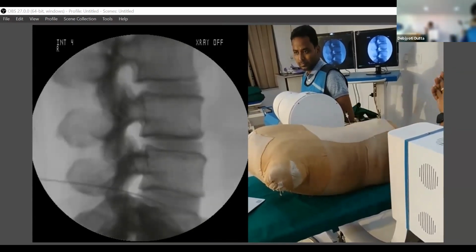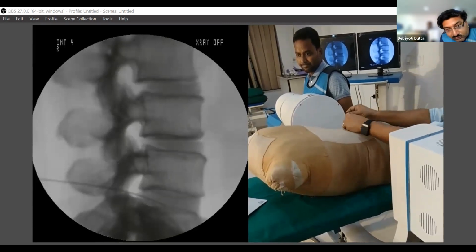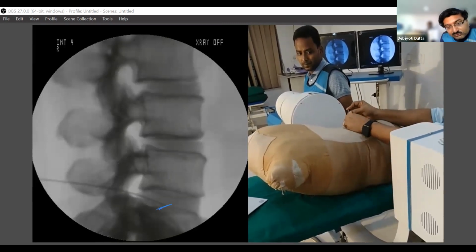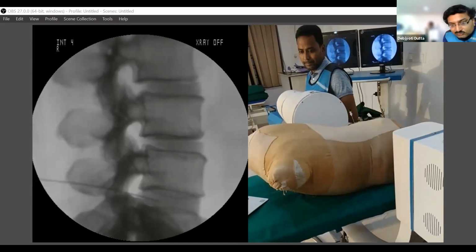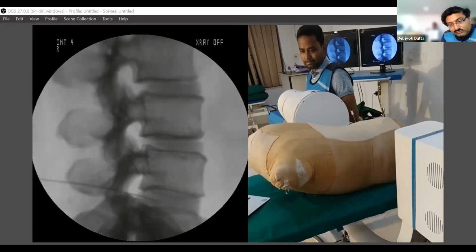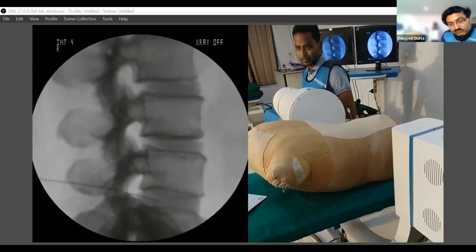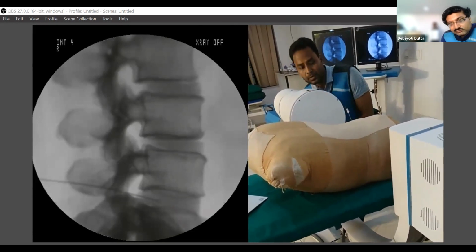You see, here this is the rubber. I've gone into the disc. So now in the lateral view, I can see that my needle has gone in. Now I'll be checking by the AP view and oblique view as well.